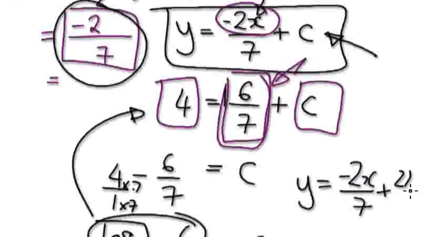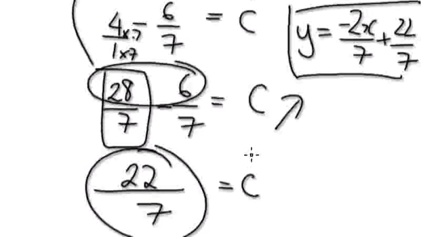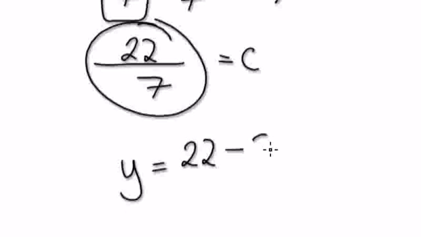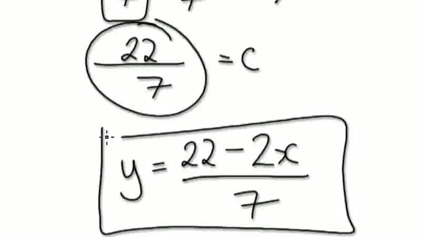Now let's tidy this up. If you tidy this up, it will be y equals 22 minus 2x over 7. So this is our magical equation for this straight line. Now that we've got the equation, we should be able to answer these 3 questions easily.